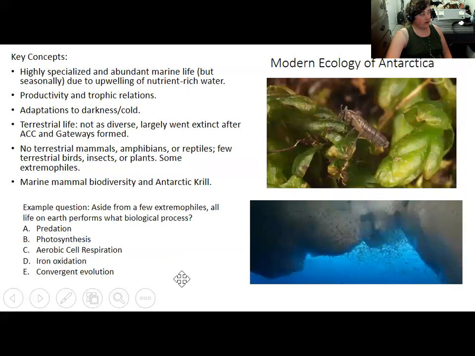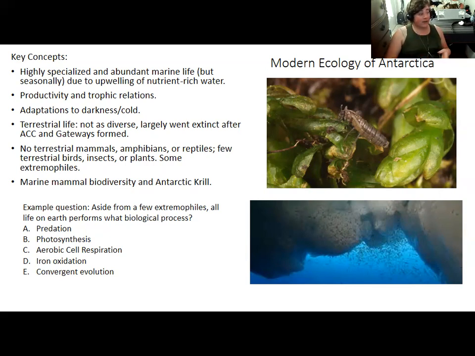And lastly, we went on to the modern ecology of Antarctica. Terrestrial life in Antarctica largely went extinct after the ACC formed, which leaves just some tardigrades or water bears, some simple plants, and some extremophiles. But the marine food web is a lot more diverse. You have the phytoplankton that live in the water, and those are the autotrophs, or the organisms that make their own food, and they're fed upon by krill and other organisms. The algae spend the summer dormant, frozen in the sea ice or living underneath it, and that provides a winter food source for the Antarctic krill.